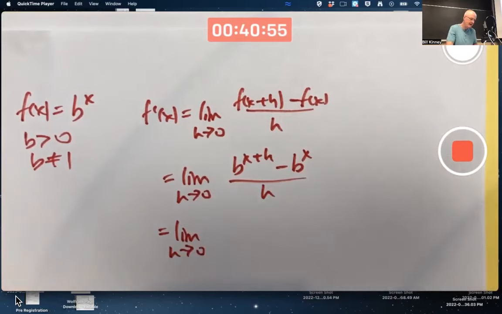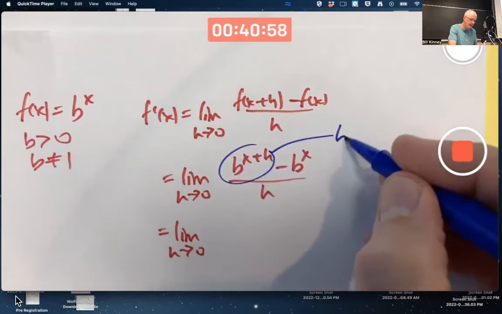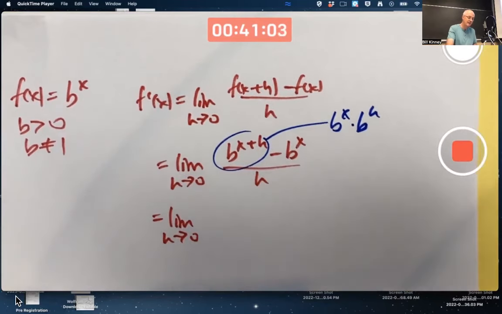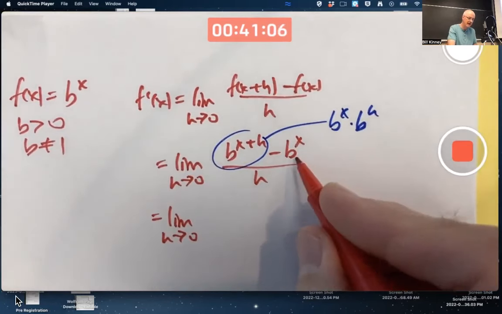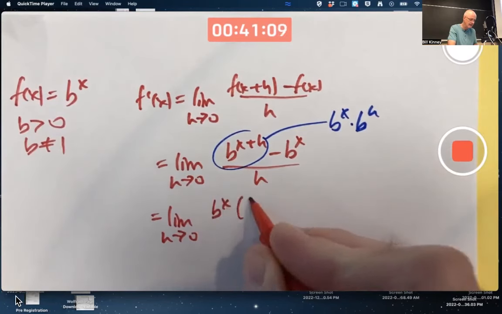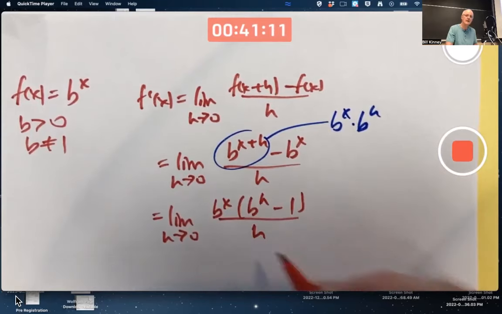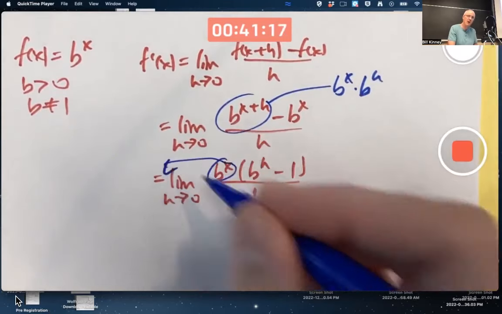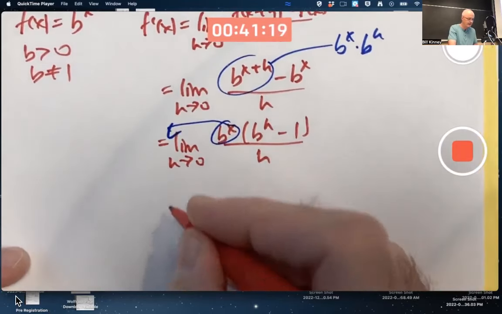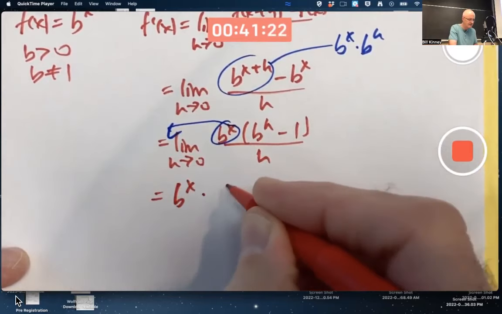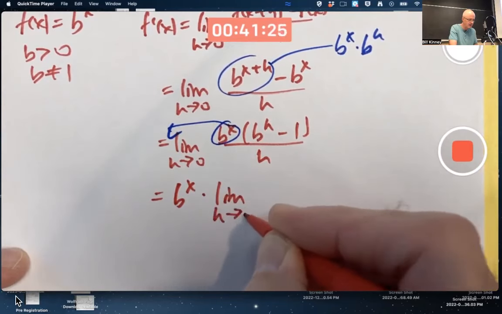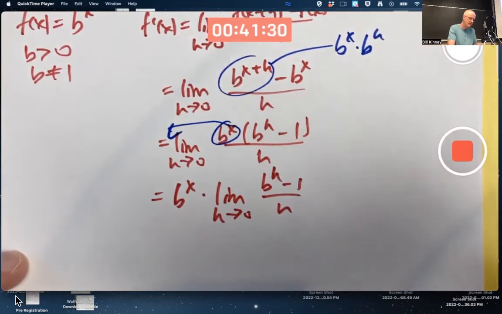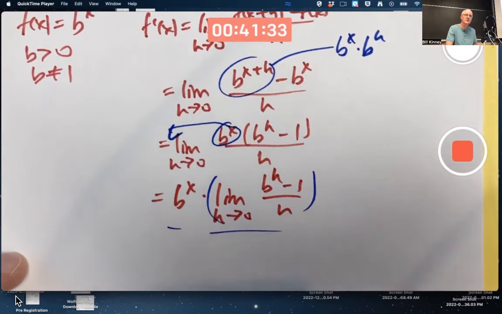Once again, we can use a property of exponents to rewrite that as b to the x times b to the h. And then that means in the top, there's a common factor of b to the x here and here. That can be factored out. Then with regard to the limit, the b to the x is a constant. It can be brought out in front, giving you b to the x times the limit as h goes to 0 of b to the h minus 1 over h. The product of these two numbers is the answer.